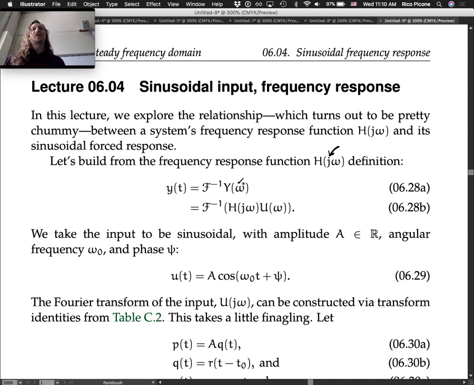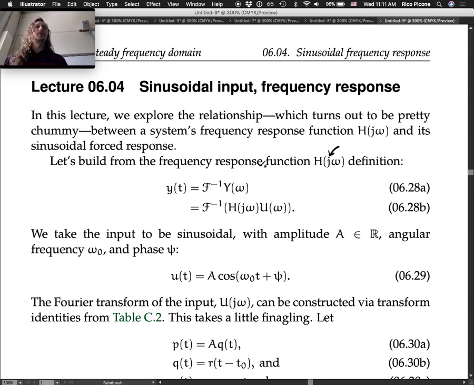You'll see a mixture of this. You'll see some textbooks, everything is j omega in there. Sometimes they're just omega, there's no j. We're going to try a little bit of a mixture where we recognize the usefulness of using the j for the frequency response function, but for other Fourier transforms, it doesn't make a ton of sense to use that. So that's why we're doing that.